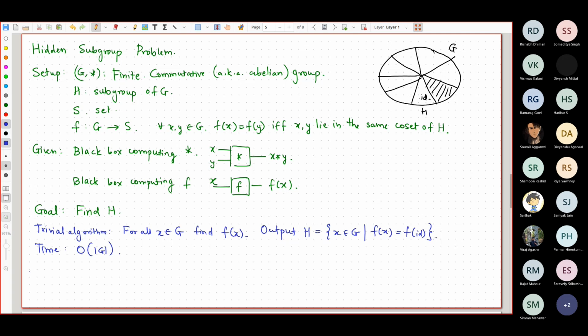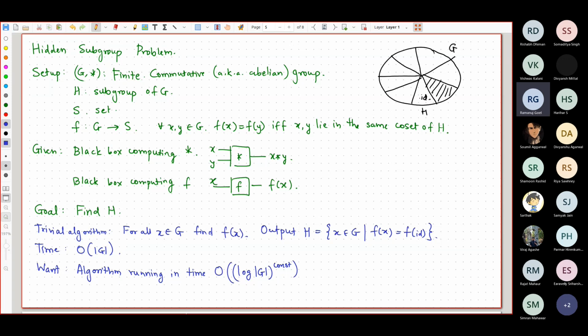Right, so we want an algorithm running in time big O of log of size of G to the power some constant. This will correspond to something like a polynomial time algorithm. And under the setup. Yes, Ramanuj.